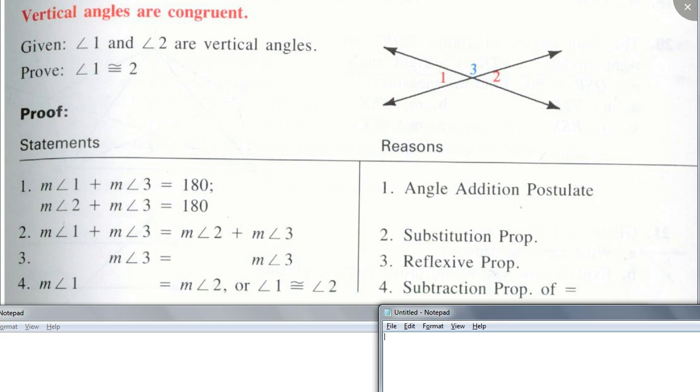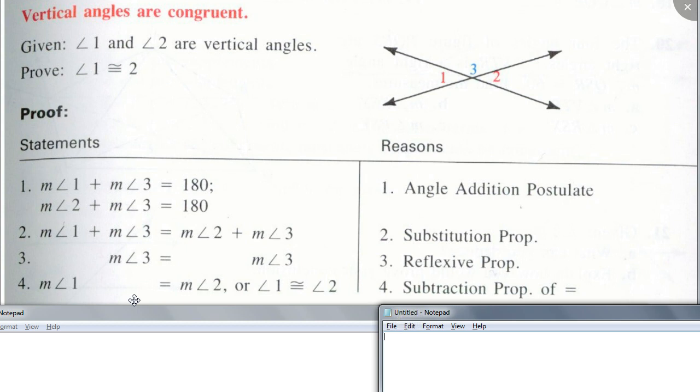If they were really being careful, and if I were you, if you're doing this as homework or a test, do you think I should write a fifth step and not write these two statements on the same line? Yeah, you should write this as a fifth step because this says measure of angle 1 is equal to measure of angle 2, right? Then how do I go from measure of angle 1 equal to measure of angle 2 to angle 1 congruent to angle 2? What is the reason? You should write that as your fifth step.